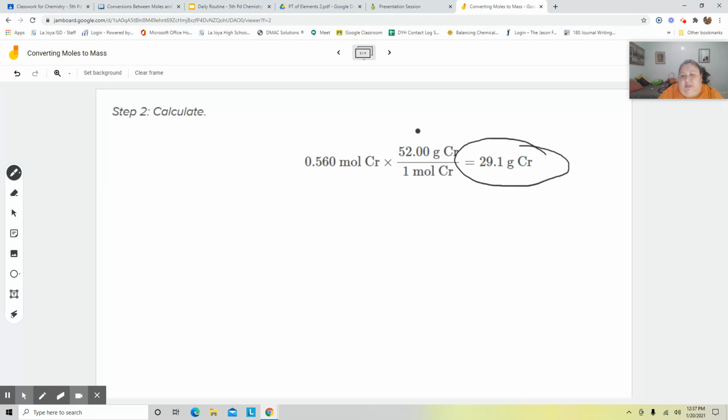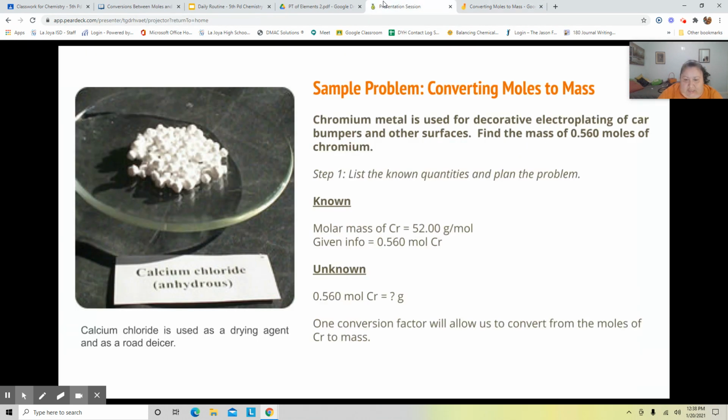Great. Look at the way they set it up. Isn't that so confusing? It's the same thing we did, except our setup is just a little easier to understand for you guys. Okay? I understand what they're doing. And you can see here that the moles cancel with the moles, and you're left with grams.